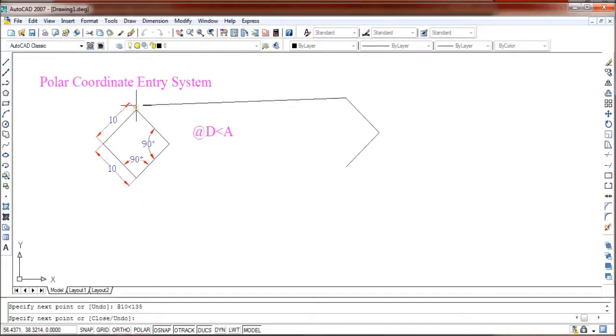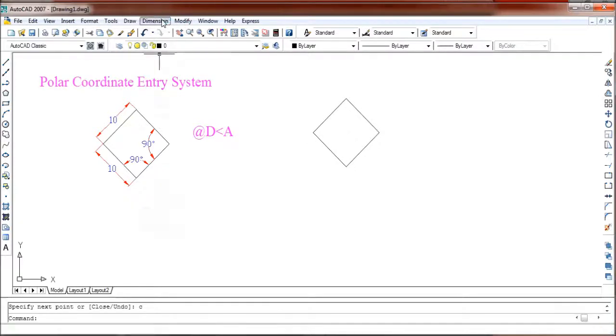Now again, to draw this side, my reference point comes to this point. From this horizontal line, I have to move 180 degrees plus 45, which is 225. So the distance is 10 at an angle of 225. Enter. Then I can close to this point by typing C to get to the end point. So this is similar to this one.